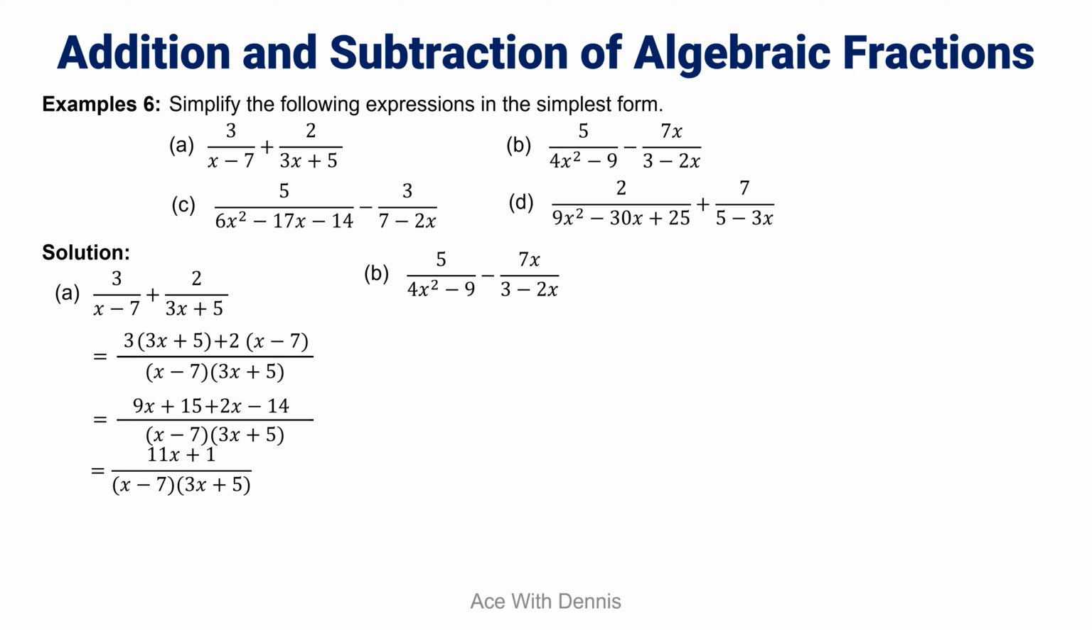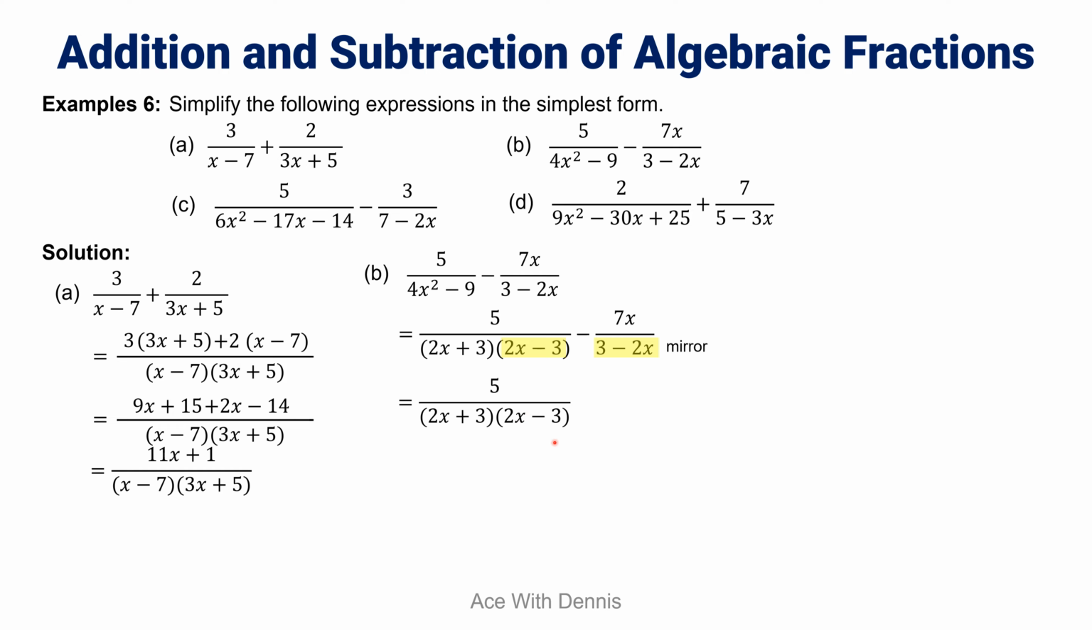For B, 5 over 4x squared minus 9 minus 7x over 3 minus 2x. So what we can do is factorize the denominator of the first fraction. 4x squared minus 9 is in the form of a squared minus b squared. So when we factorize, we'll get 2x plus 3 times 2x minus 3. The rest we don't do anything, we just copy down here. Now we compare these two fractions, 2x minus 3 and 3 minus 2x. So this is the mirror. So we have to swap these two and then change the sign here.